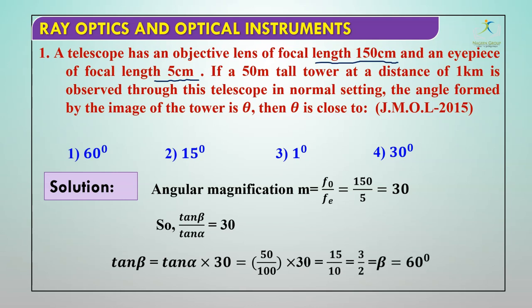Tan beta is equal to 30 times tan alpha, and tan alpha comes like this: if this is a building tower which is 50 meter, it makes an angle alpha and the distance is given 1 kilometer. So tan alpha is equal to perpendicular by base. From here we can say 50 by 1000. From here we can calculate the value for beta, which is 60 degree. I hope there is no confusion in this question, students, and you get the result smoothly, which is 60 degree.